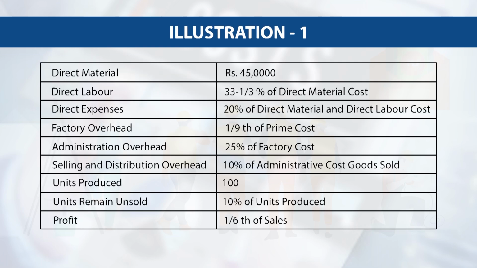Direct material rupees 45,000, direct labor 33 and 1/3% of direct material cost, direct expenses 20% of direct material and direct labor cost, factory overhead 1/9 of prime cost, administration overhead 25% of factory cost, selling and distribution overhead 10% of administrative cost of goods sold, units produced 100, units remain unsold 10% of units produced and profit 1/6 of sales. Let us prepare solution.